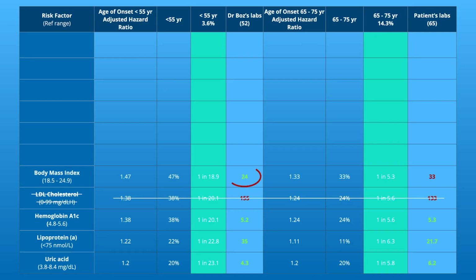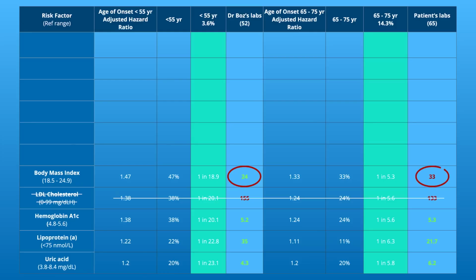I had a normal BMI, so I didn't increase my risk, but the patient had an elevated one. My patient had an elevated BMI at 33. This increased her risk by 33%. That's right, it's an adjusted hazard ratio of 1.33, which means she now has a 1 in 5 chance of a heart attack. I get a lot of you writing in saying BMI has issues. Yes, it's not perfect, but it is still a very good predictor of heart disease, especially as you age.